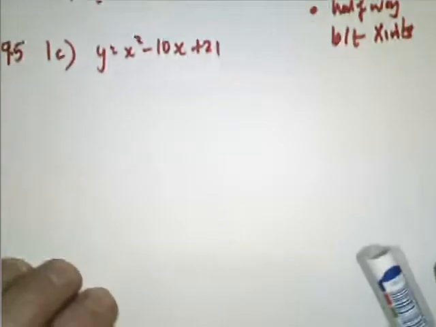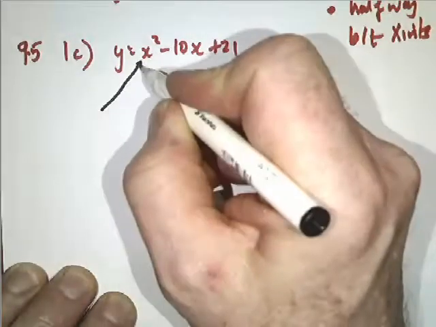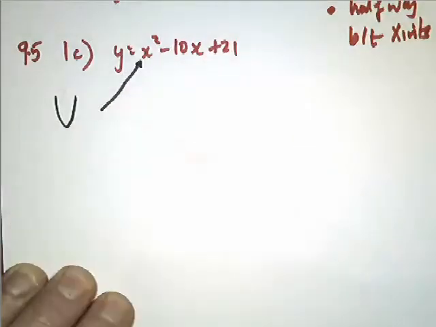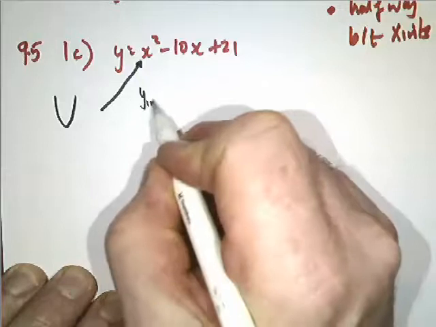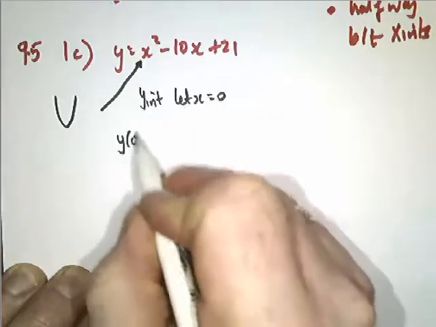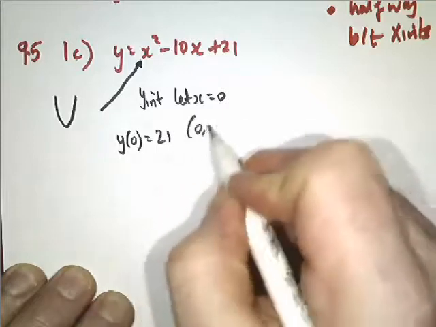Okay, let's take into account 9.5 question 1a. The x squared term is positive, so the parabola is going to look like this. To find the y-intercept, let x equal 0. Y when x equals 0 should be 21. So the y-intercept is (0, 21).